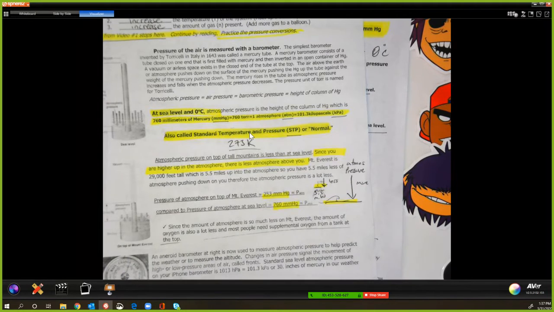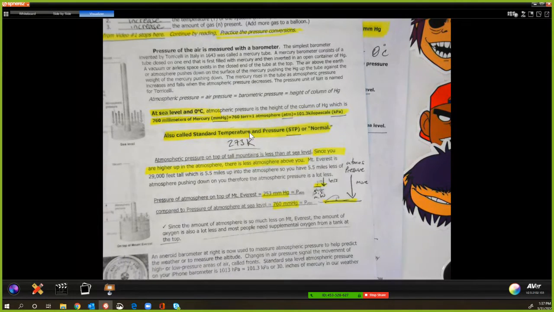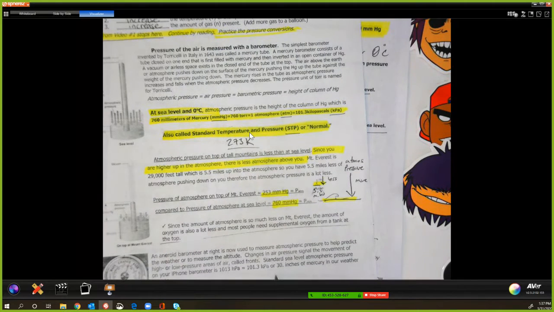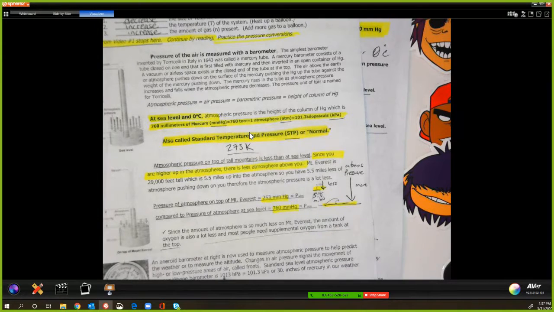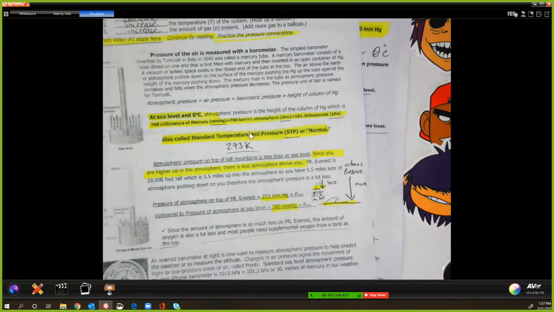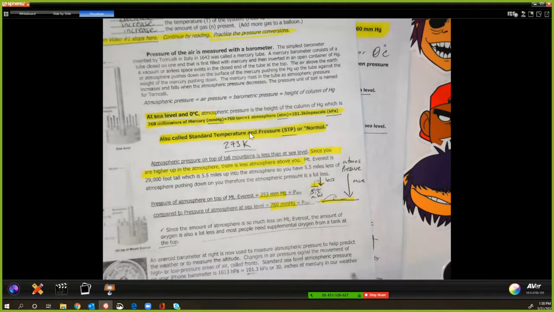So a barometer is used to measure atmospheric pressure to help predict the weather or to measure the altitude. Changes in air pressure signal the movement of high or low pressure areas of air called fronts. Standard sea level atmospheric pressure on your iPhone barometer is 101.3 kilopascals, or 101.3 kPa, or 30 inches of mercury in our weather reports.